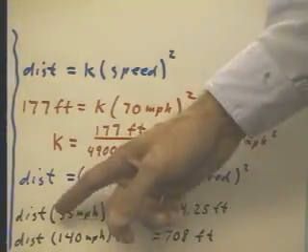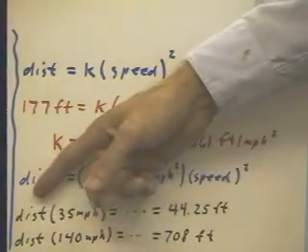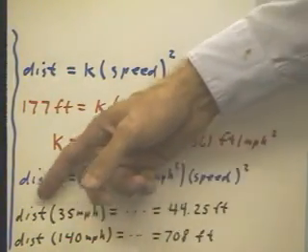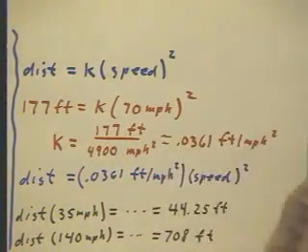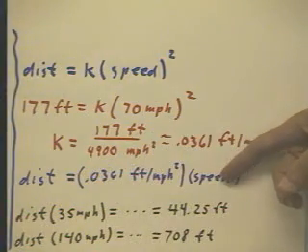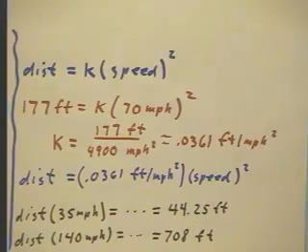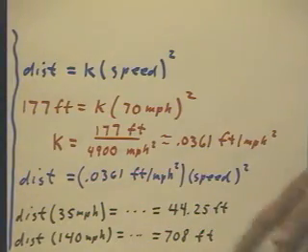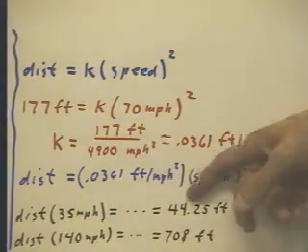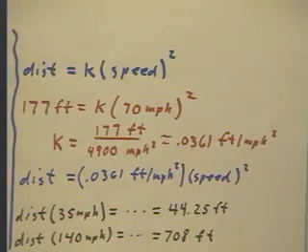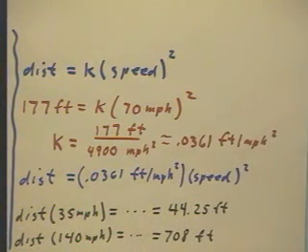Then, using function notation, the distance at 35 miles an hour, this is like an f of t or an f of x, distance of 35 miles per hour equals, I've got three dots here. We plug 35 miles per hour in for the speed here. We'll get miles per hour squared, which will divide this mile per hour squared, it'll go away. And we'll end up with a distance in feet. And we're going to end up with 44.25 feet when we do that. If we plug 140 miles an hour in for speed, we're going to get 708 feet.